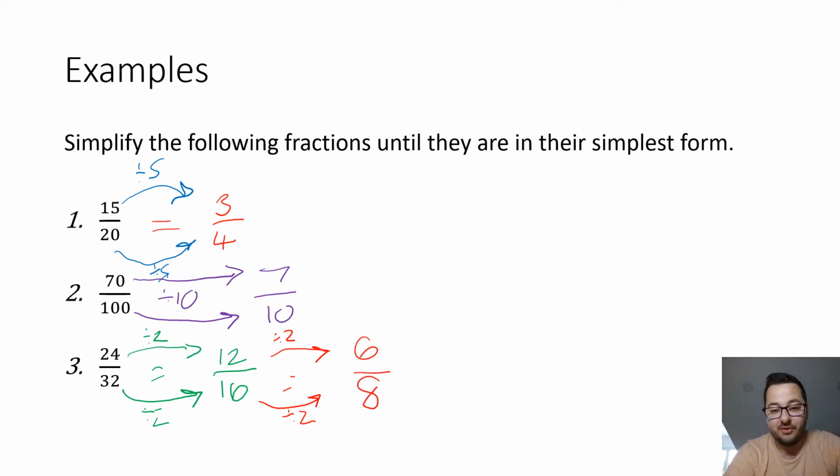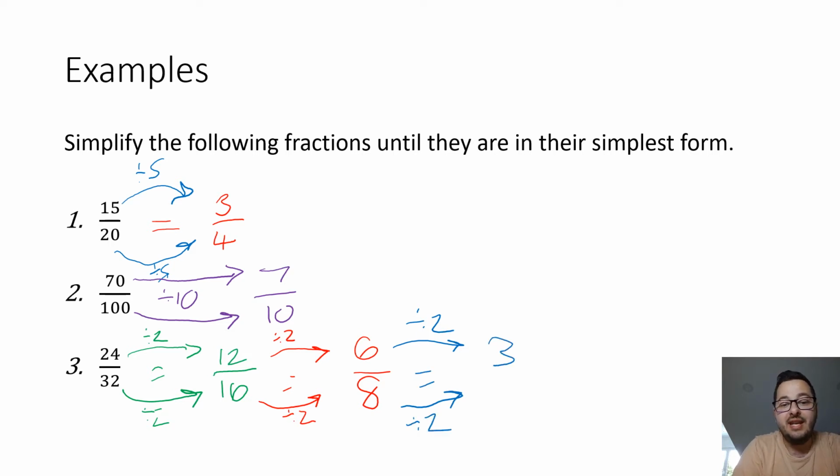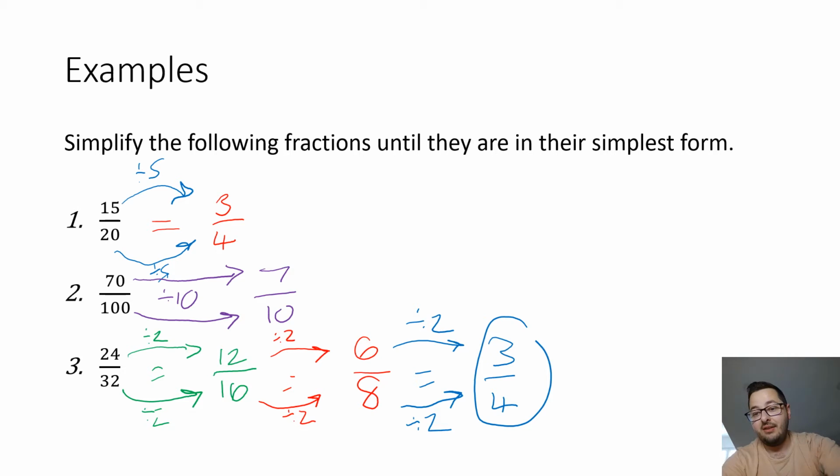Okay, so that's equivalent to that. Now then, are they in simplest form? Well, no, they're still in the 2 times table. So once again, I can divide by 2. 6 divided by 2 is 3, and 8 divided by 2 is 4. And then that is in simplest form because I can't divide 3 and 4 by anything else.